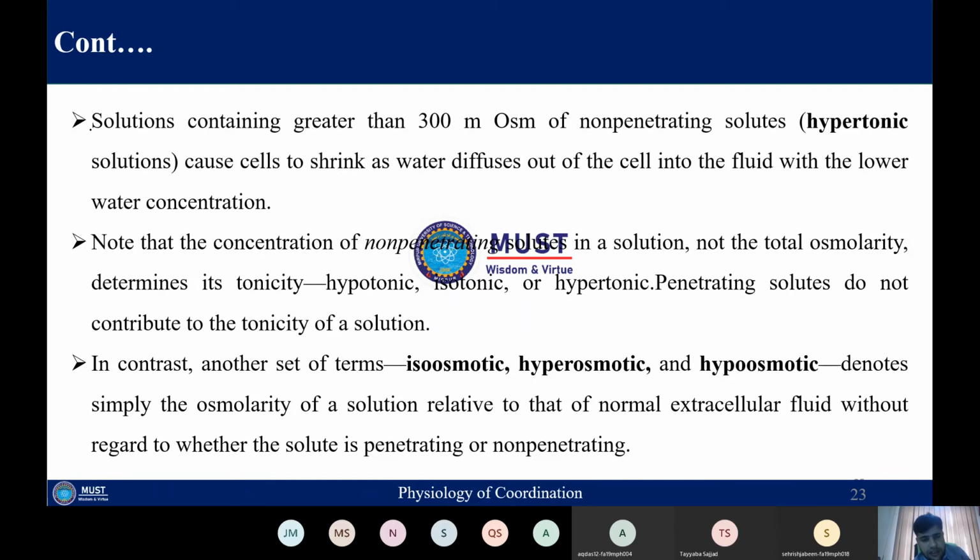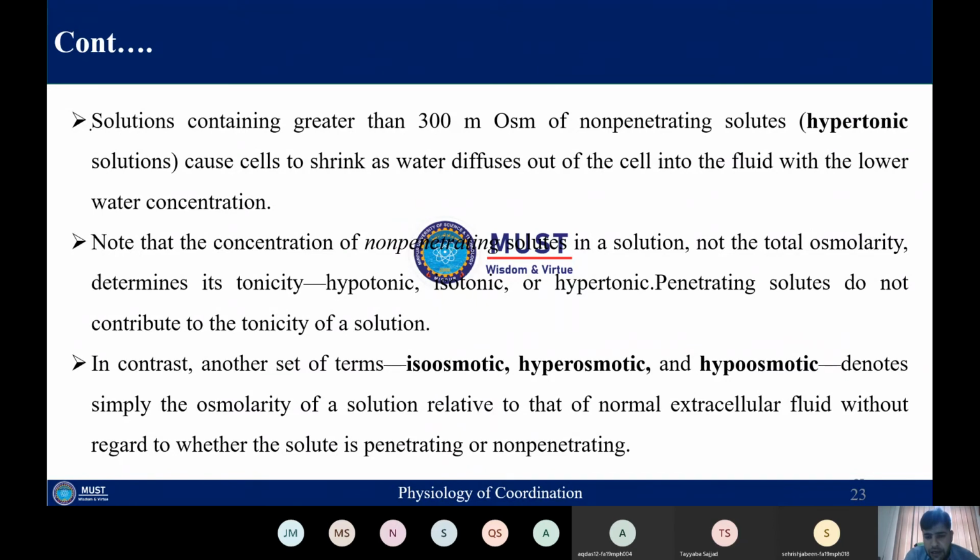If the solute on the extracellular side has 300 milliosmolar osmolarity, it means it has the same solute concentration as that of the normal cell. So there will be no net movement. That will be called isotonic. If on the extracellular side we have a lower concentration of the solute, meaning less than 300 milliosmolar, then the solute has lower concentration and water has higher concentration outside, so water will move from the extracellular side to inside the cell, and the cell will start to swell because of the increase in water volume. This will be called hypotonic.